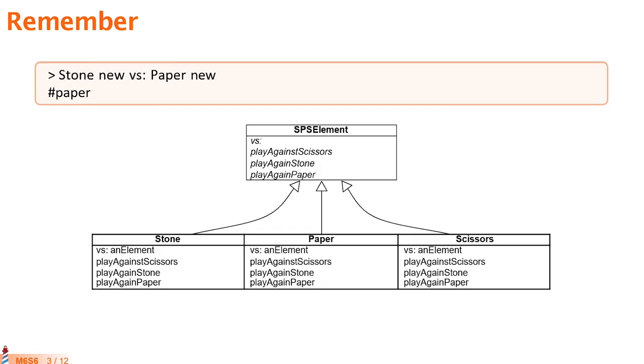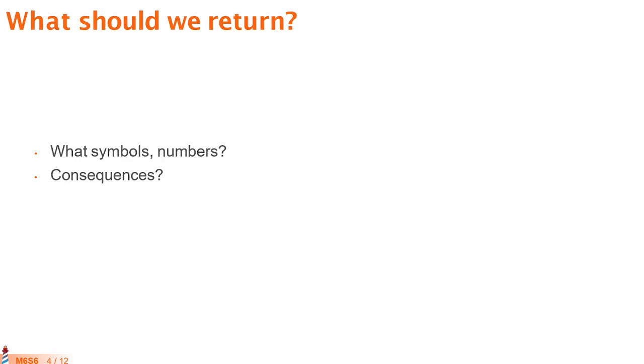If you remember, in the previous lecture, we took a stone and we were fighting it against a paper, and it returned paper. We had this kind of design where we had one abstract class, and then we were using double dispatch, and each class defines a versus method, and they all define different methods to handle the case. It was working well, and it was fun. This is the context.